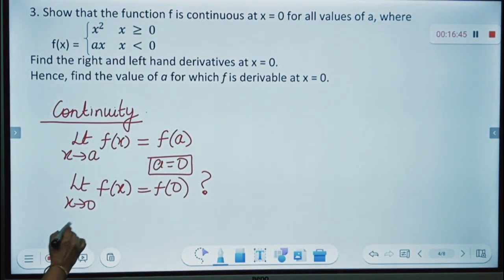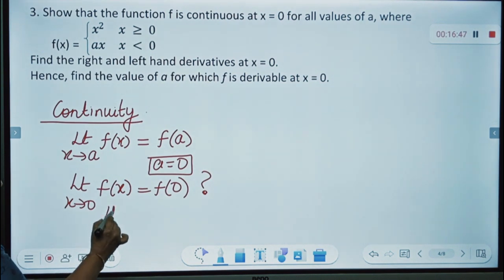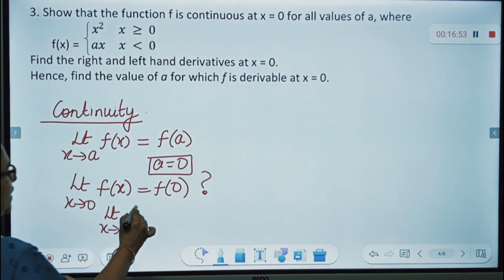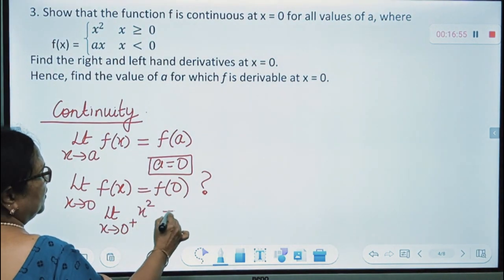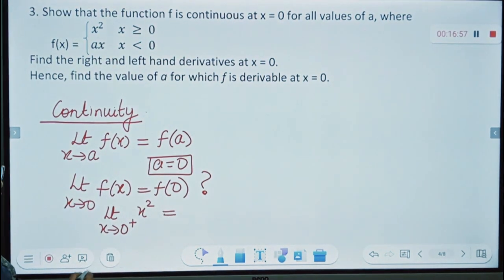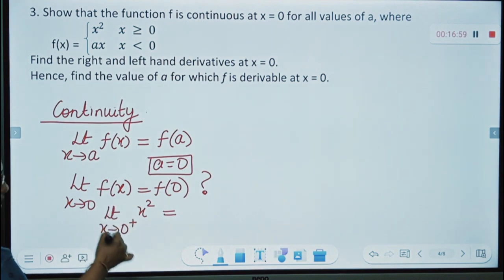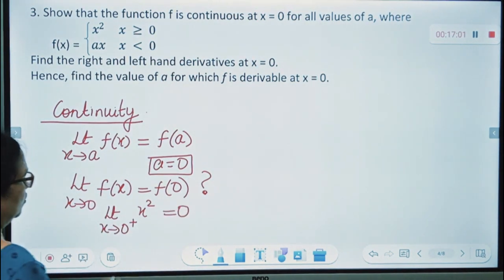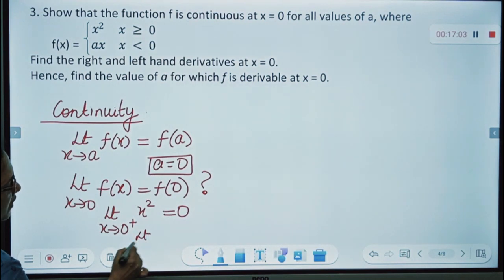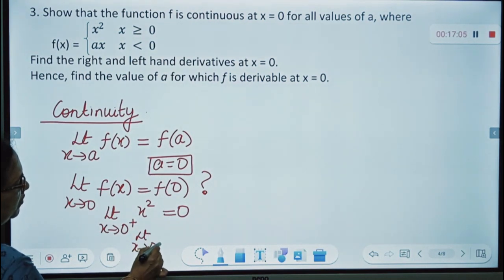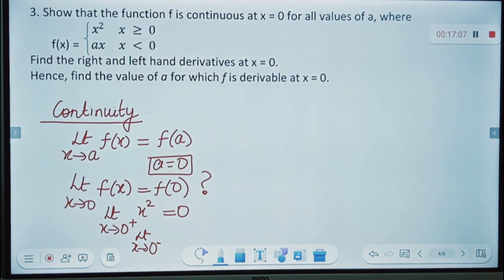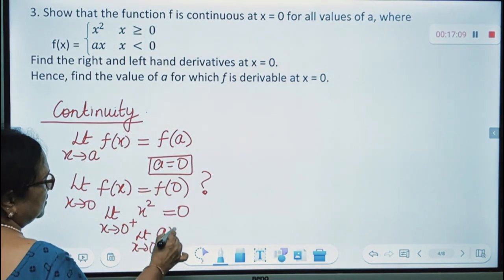Okay. Now limit x tends to 0 plus of f of x will be what? When x is greater than or equal to 0, it is x square, which is equal to, for a polynomial function, how will you find the limit? By substitution, which is 0. What is limit x tends to 0 minus of f of x? When x is less than 0, it is ax.